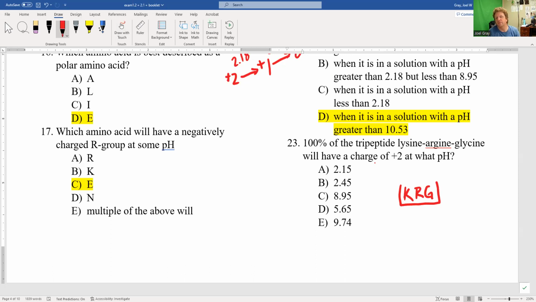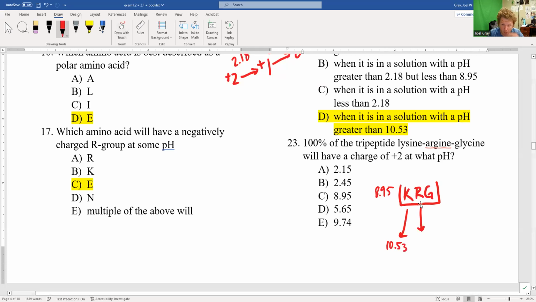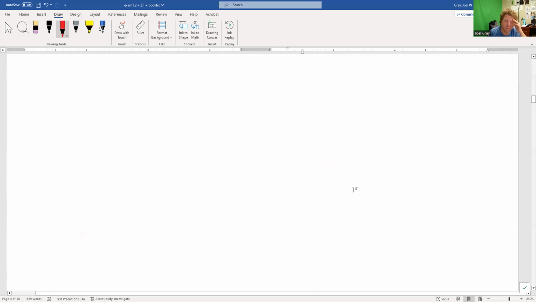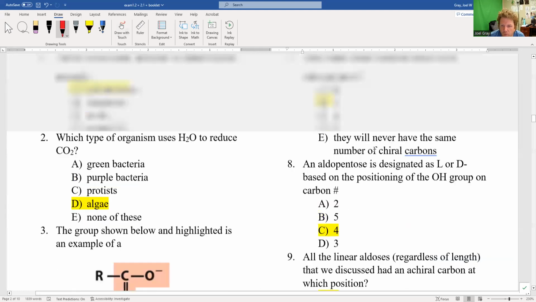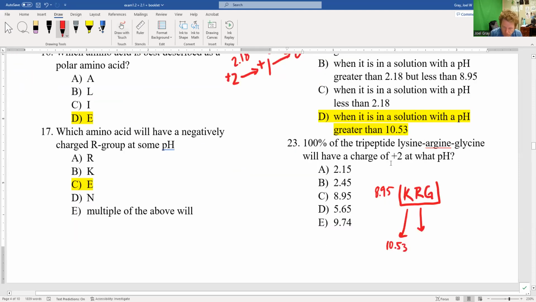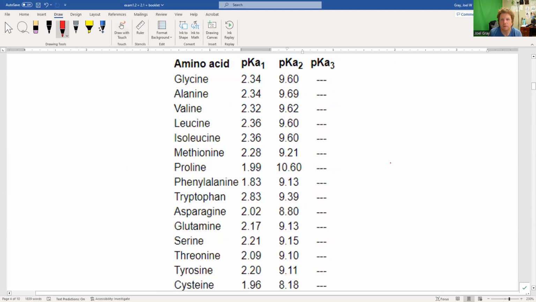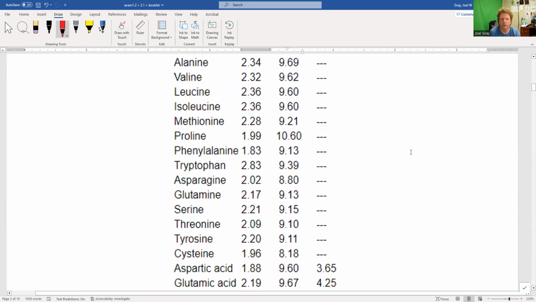And I'm going to do that because that gives me a way to only write the pKa values that I care about. So I need to know the N-terminal pKa for lysine. I already used that in my previous problem. It's 8.95. The R group for lysine is 10.53. The R group for arginine, I'm going back to my cheat sheet here, is 12.48. And then glycine, I only care about the 2.34. I only care about that because that's my pKa for my carboxylic acid.